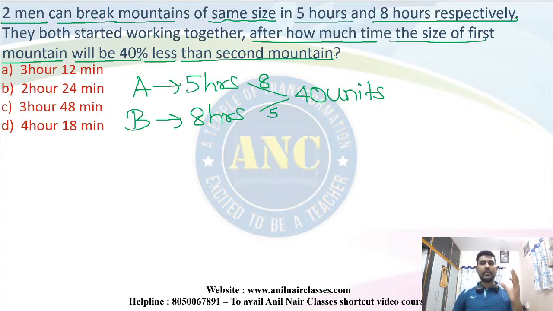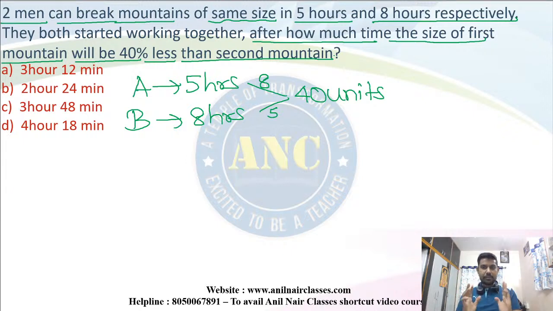First mountain is also 40 units. Second mountain is also 40 units. Or for example, in first box there are 40 chocolates. In second box also there are 40 chocolates. Now there is a person called A. Suppose I am A. I am only working in the first box. Suppose you are B. You are only working to distribute the chocolates which are present in the second box. Now my capacity is 8 units per day. So from the first box, I will pick up 8 chocolates, I will distribute in entire day. Your capacity is 5 units per day. From the second box, you will pick up 5 chocolates and you will distribute entire 5 chocolates in a day.